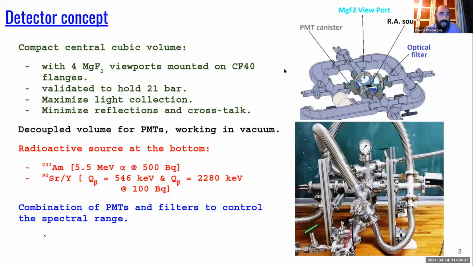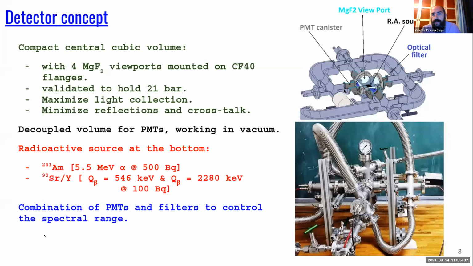We have a compact central cubic volume, and the outer size of this cube is 7 centimeters per side, with 4 magnesium fluoride viewports mounted on CF40 flanges. It has been validated to work up to 21 bar. With this small setup, we can maximize the light collection, and with the selection of the position of the PMTs, we minimize the reflections and the crosstalk.